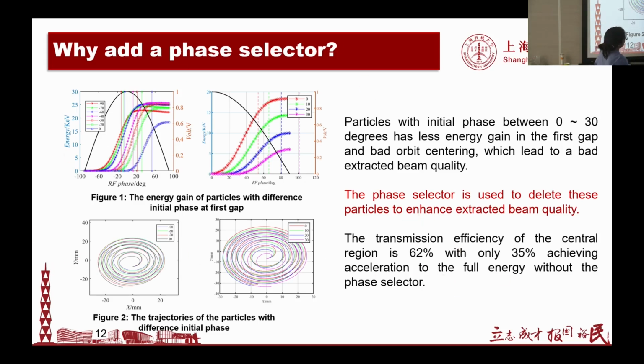energy and bad beam centering, which leads to bad extracted beam quality. So we add a phase selector in the central region to delete those particles to enhance the extracted beam quality. The transmission efficiency of the central region is 62%, with only 75% achieving acceleration to 11 MeV without the phase selector.